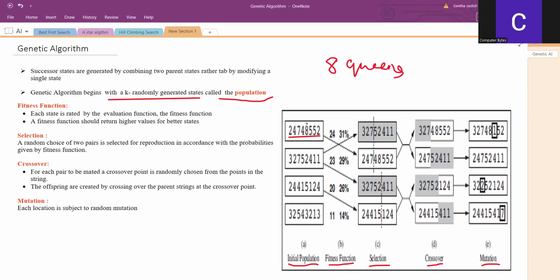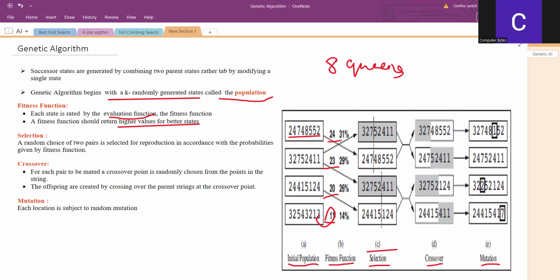Initially, the 4 states have been taken as the initial population, and these are the fitness function values. This fitness function is the evaluation function. The higher the value, the better the state. Based on this fitness function, the states having the lower fitness function will be discarded. Only the k randomly generated states with the higher fitness function will be carried over to the next stage, that is called the selection.